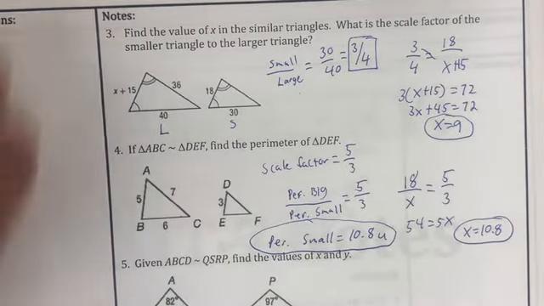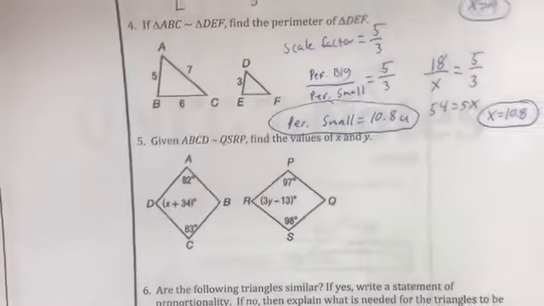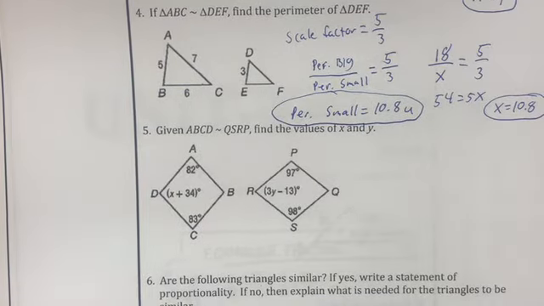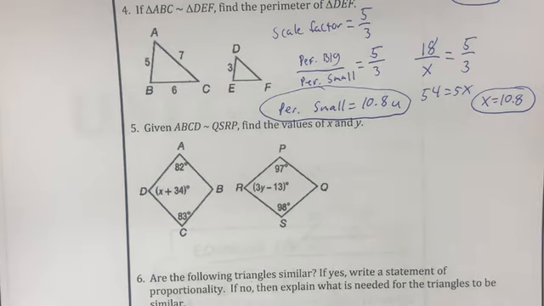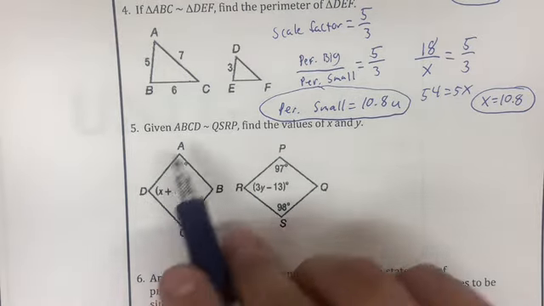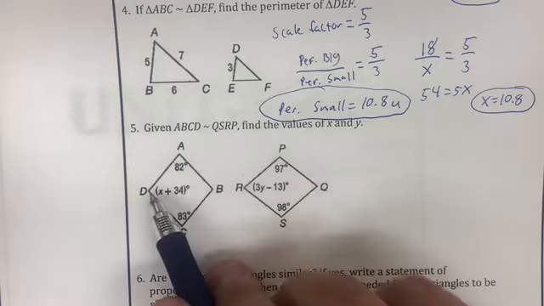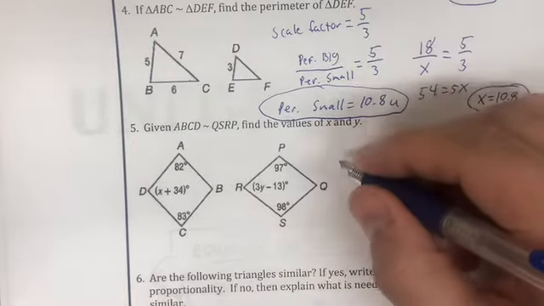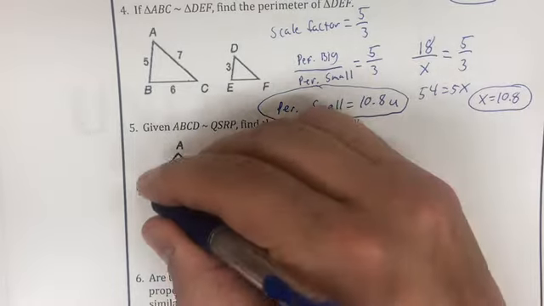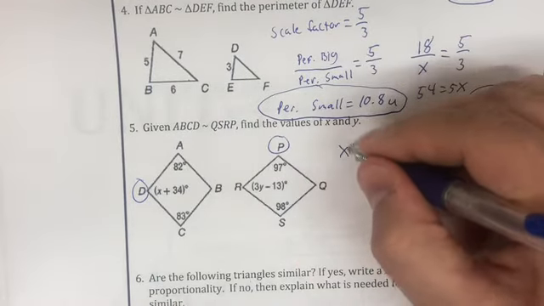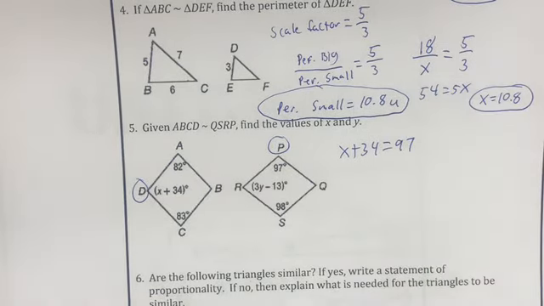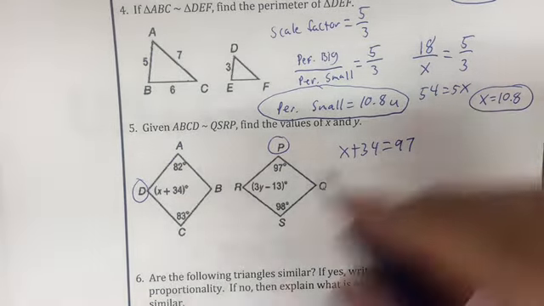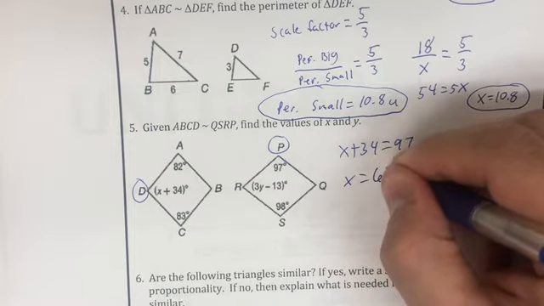Okay, our next example involves us finding some missing angles. So keep in mind that if the figures are similar, the angles that correspond are congruent. So when I look at the x, angle D, D is last, P is last. So D is equal to P. x plus 34 is equal to 97. And we can solve that one by subtracting. x is equal to 63.